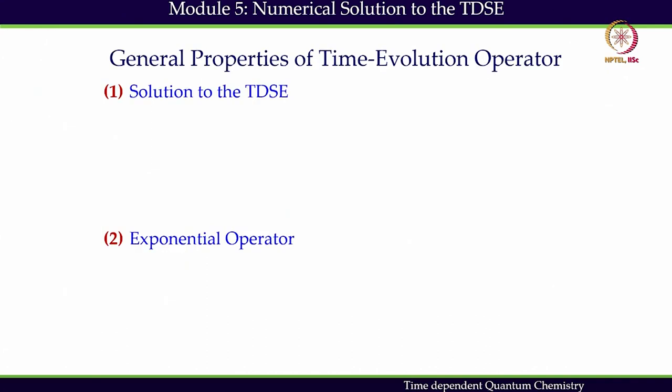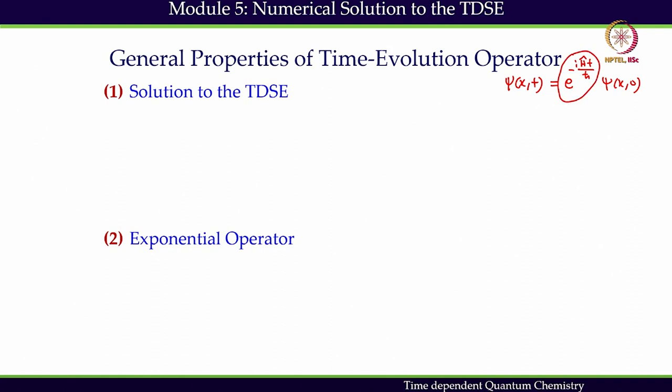Before presenting the numerical implementation of the time evolution operator, we will go over some of its general properties, because that will help us understand the meaning of this operator. Different properties will help us understand it, and numerical implementation also will be much easier once we understand the meaning of this expression. Following this expression, at any time I would like to find the wave function psi(x,t), that can be done if I know the initial wave function and then employ the time evolution operator on it. This is the time evolution operator.